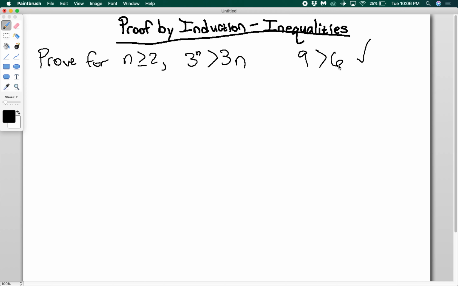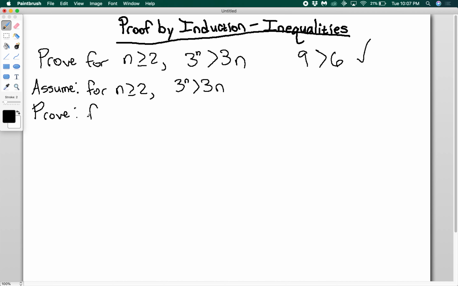But now what we're going to do is we're going to assume that this is true, right? Assume for n greater than or equal to 2, 3 to the n is greater than 3n. And we want to prove that for n greater than or equal to 2, 3 to the n plus 1 is greater than 3 times (n plus 1). And this is just equal to 3n plus 3.